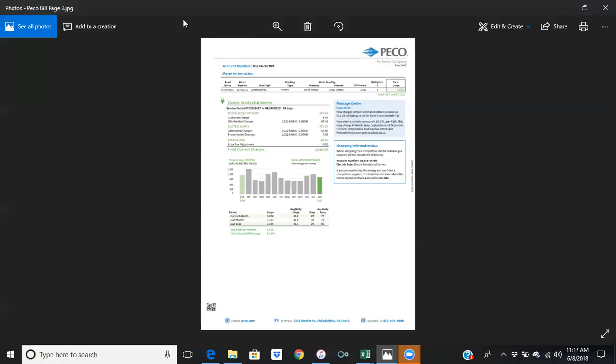Guys, that's all I have. Hopefully you found some value in this and it helps you to be able to understand how to read a bill better.